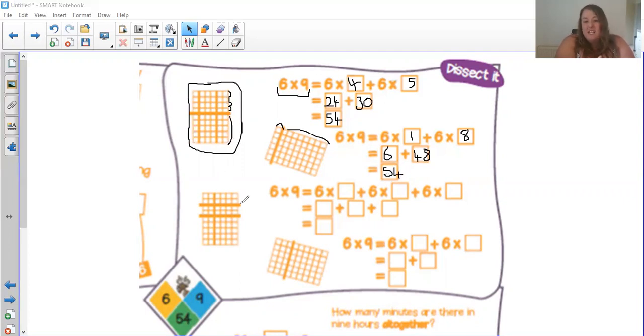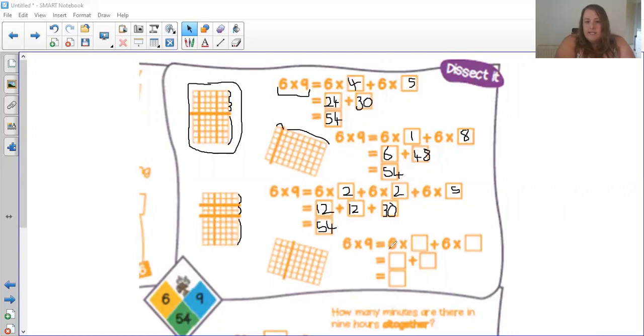Oh, this one's slightly trickier, I suppose, because there are 3, but they've broken it down into 6 times 2, add 6 times 2, add 6 times 5. So then 6 times 2 is 12, add 6 times 2 is 12, and then add 6 times 5 is 30, and add all of those up, you get your 54.